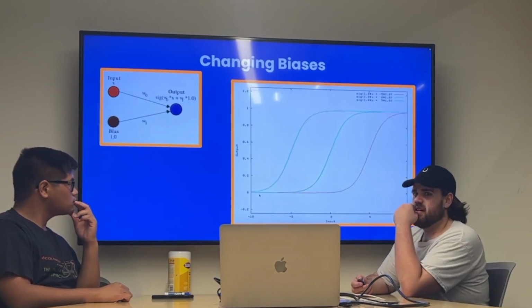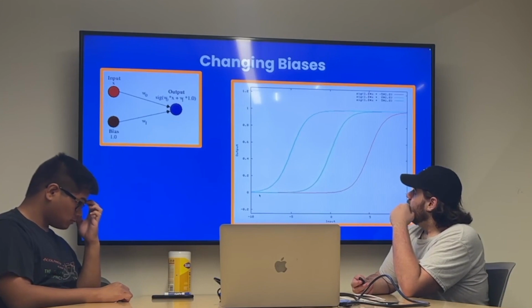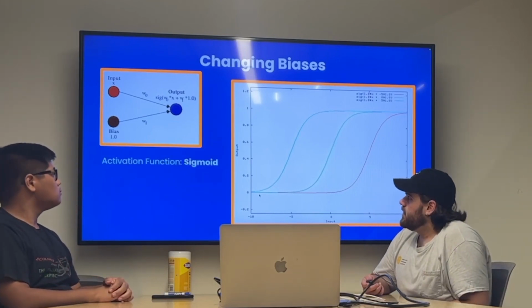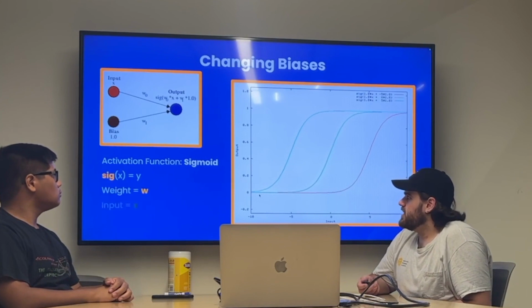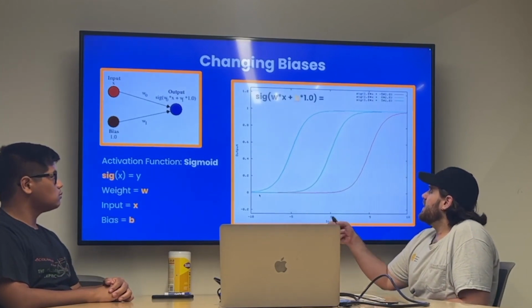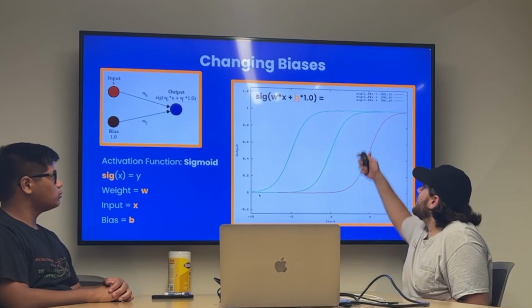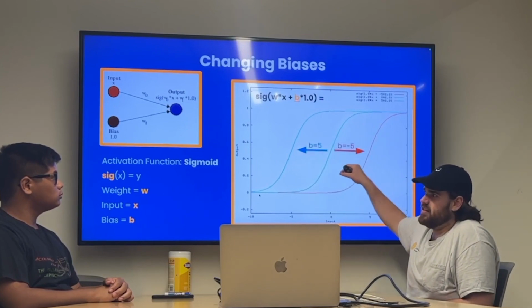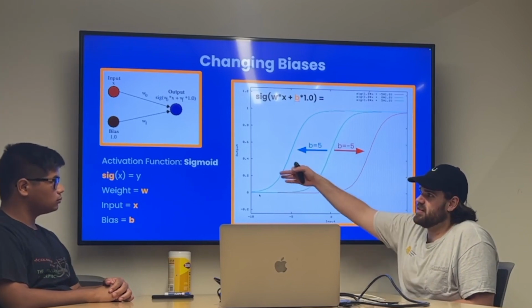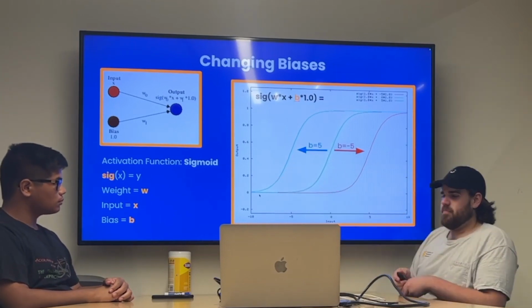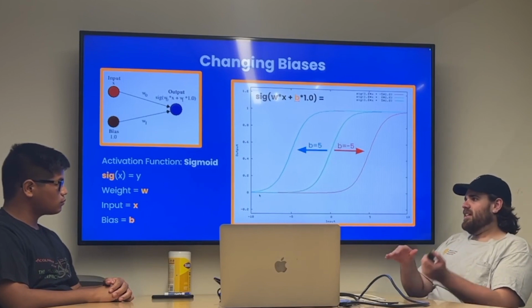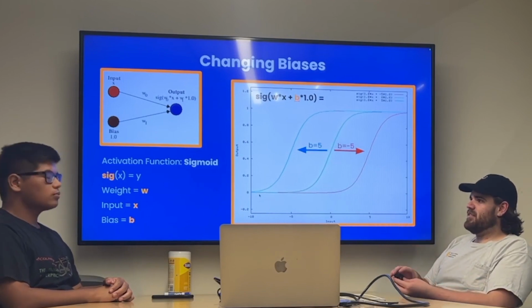Changing biases. When you change the bias, it shifts the function left and right. We use the same activation function, same weight, but instead we add that bias on the end. When we add the b, you can see it shifts the function left when it's positive and right when it's negative. It shifts left because it's positive, simply because when you're solving for y, you basically minus it on the other side.